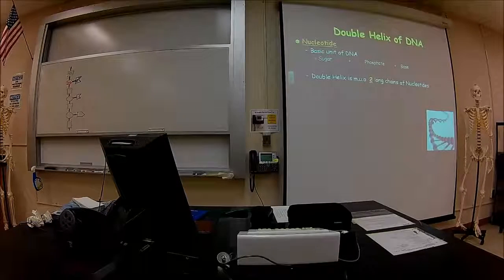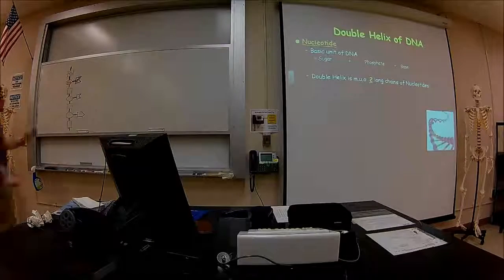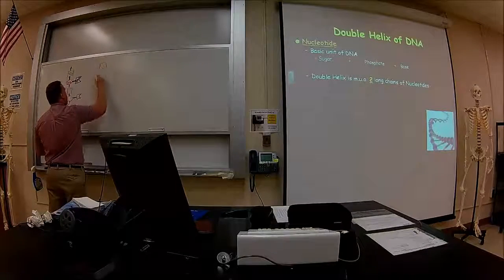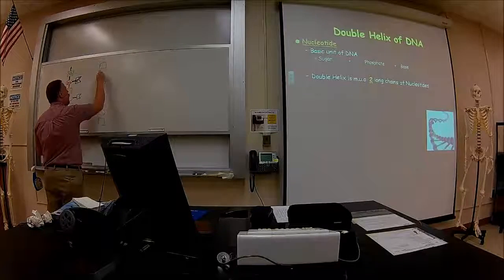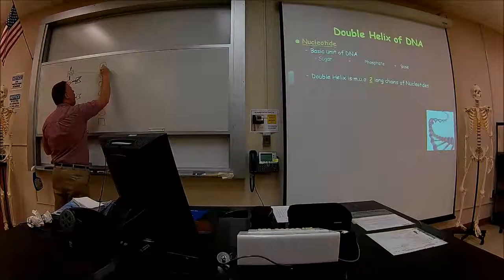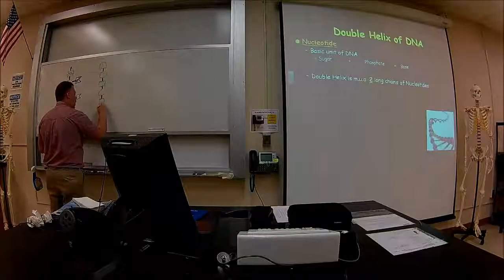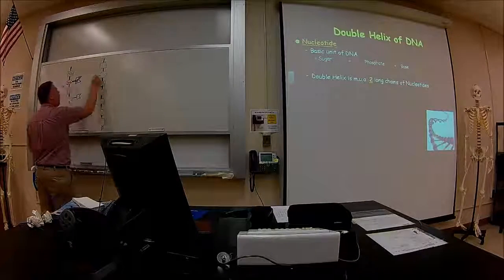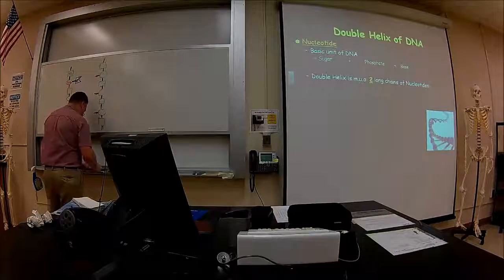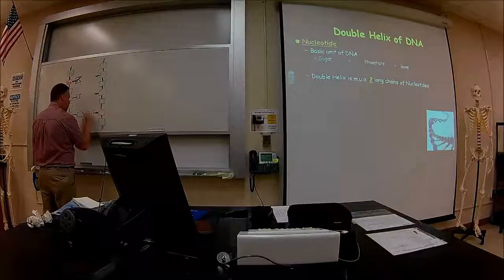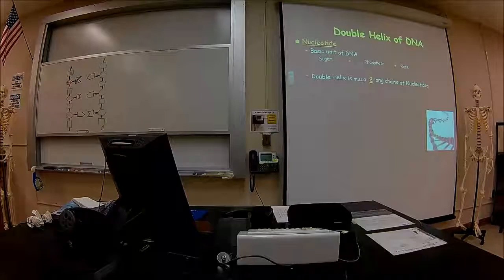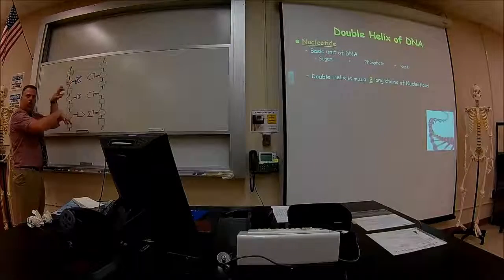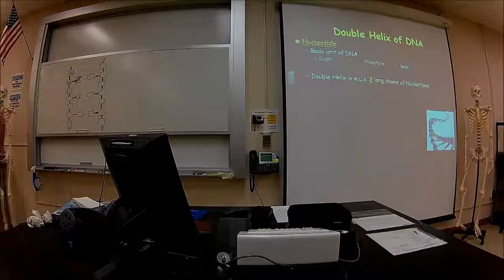That's really only one side though, okay? That's really what RNA is. RNA is just one strand. DNA has two strands, meaning we're going to have another one over here. Okay? When you look at this, it's a ladder. And you take this ladder and twist it, that's what we call a double helix.